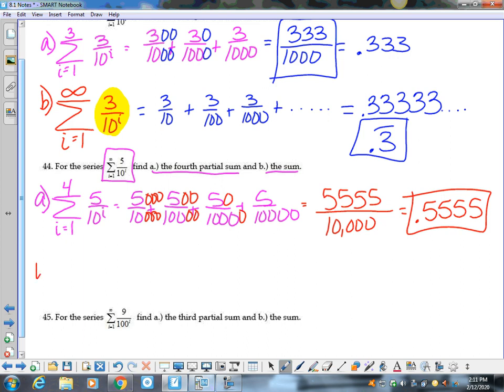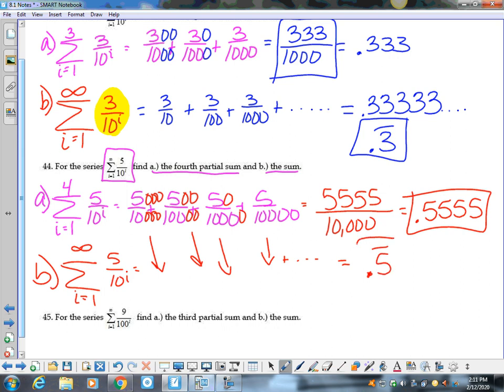So for B, the sum from 1 to infinity is going to be all of this, but it's just going to keep going. So the infinite sum is going to be 0.5 repeating. And again, notice this sequence, the individual terms are getting smaller and smaller and smaller, and that's the only reason I can find an infinite sum. It has to converge on a number. Diverge means it gets bigger and bigger and bigger forever.